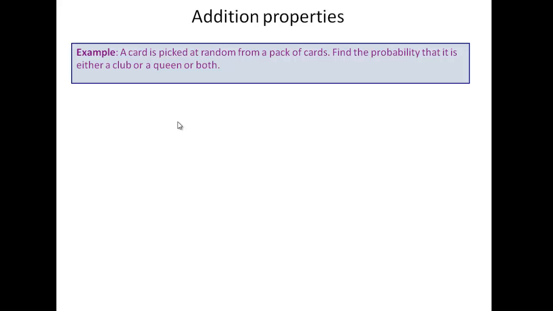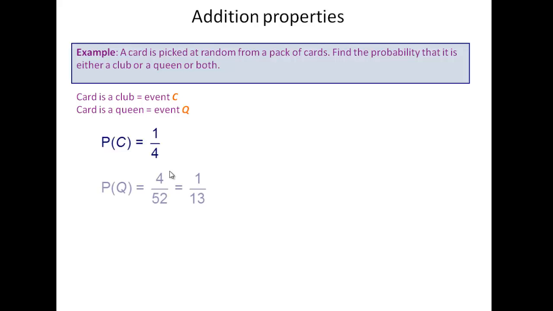For example, a card's picked at random from a pack of cards. What's the probability that it is either a club or a queen or both? Well, if we call the event "card is a club" C and the event "card is a queen" Q, the probability of a club is 1/4, because there are 4 suits: clubs, diamonds, hearts and spades. They all have an equal number of cards in them. They all have 13 cards in them. So the probability of a club is 1/4.